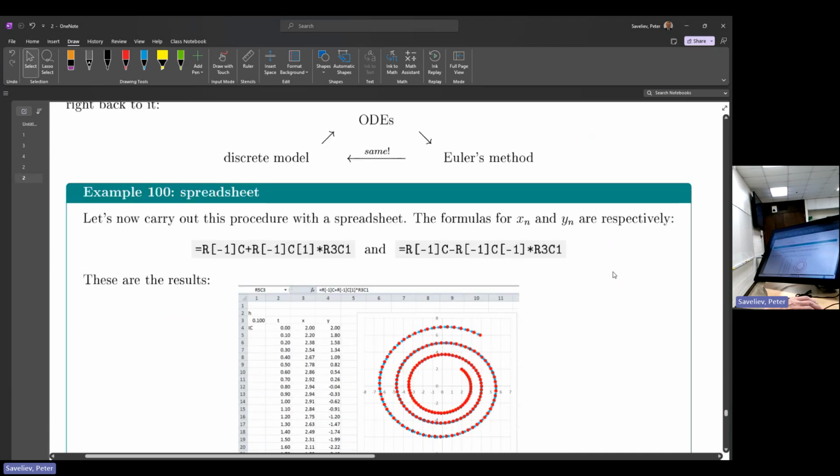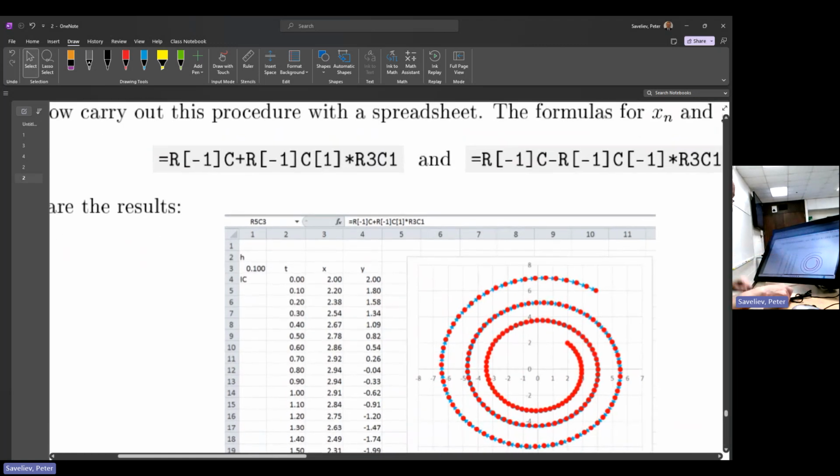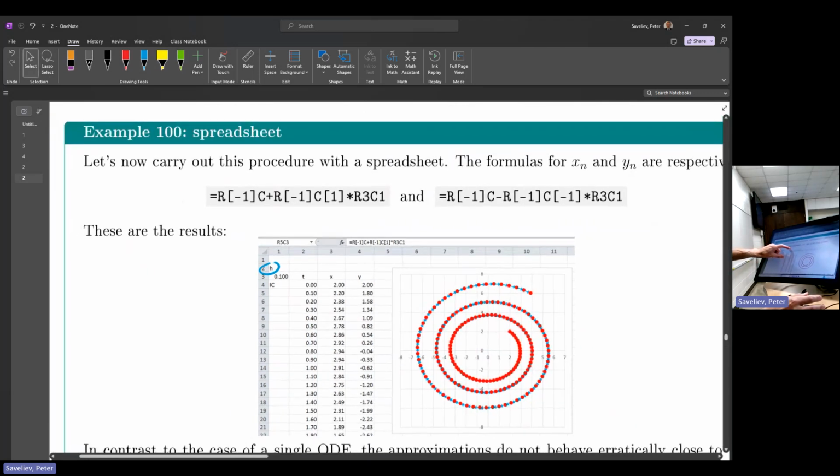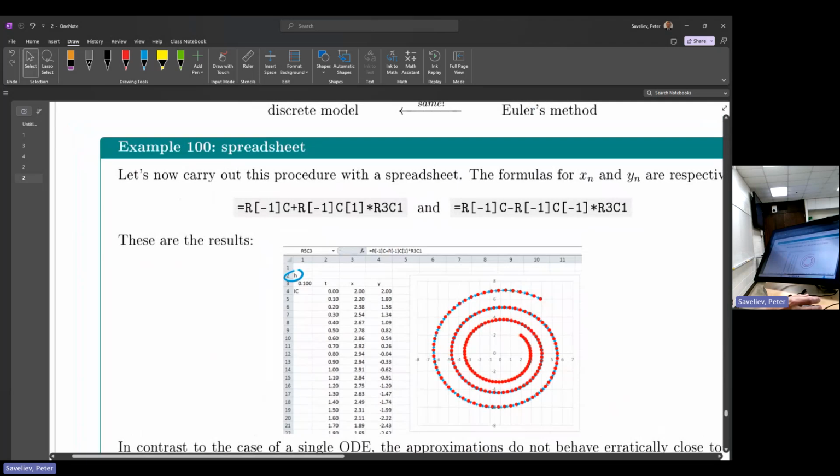I'm doing the same equation, but with a smaller delta x, or also h over here. It happened to be 0.1. Nonetheless, as you can see, 0.1 seems like a small number, yet I end up with a spiral rather than a circle.